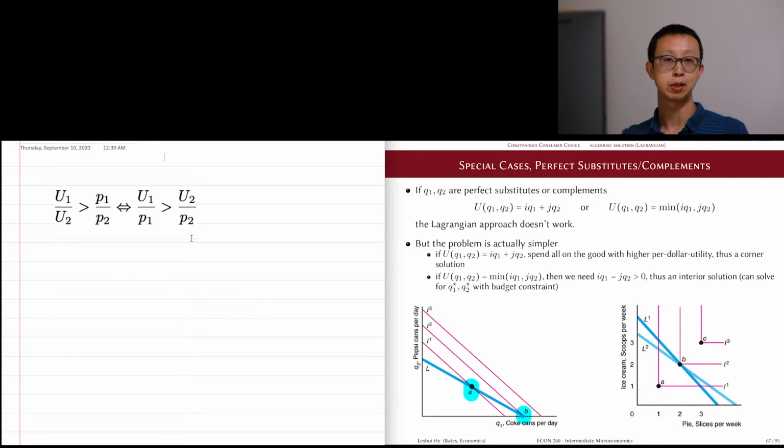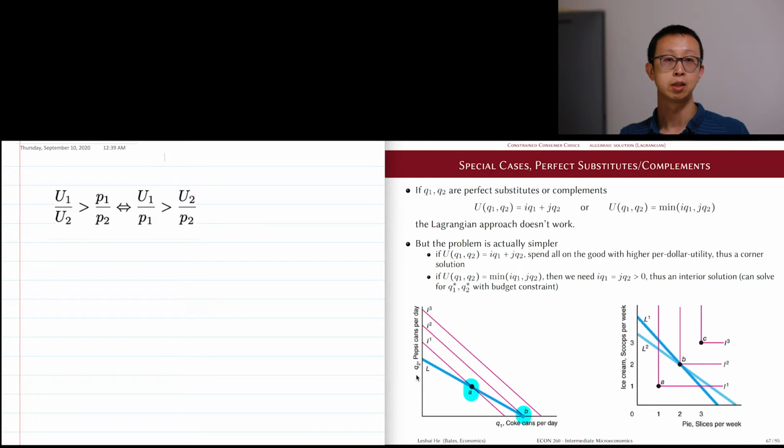We can use a very special example to verify this intuition. In this particular example, good 1 is a can of Coca-Cola and good 2 is a can of Pepsi. If these two goods are indistinguishable to the consumer, then they probably have the same marginal utility. Now suppose that good 2 is more expensive than good 1. How will the consumer choose their optimal consumption bundle between these two goods?